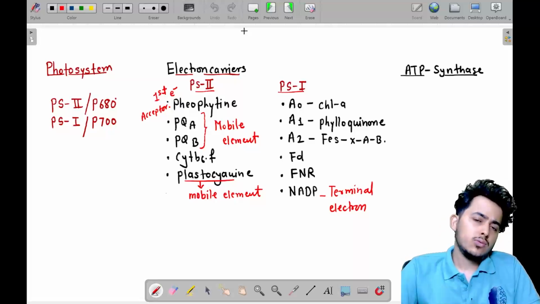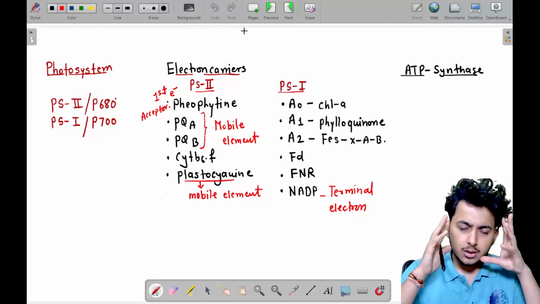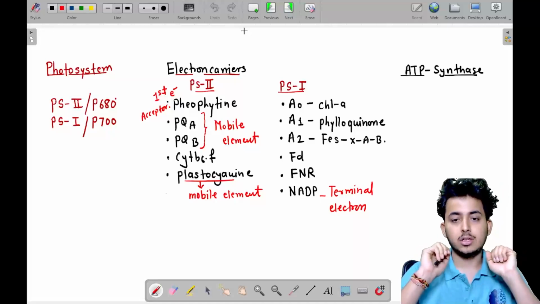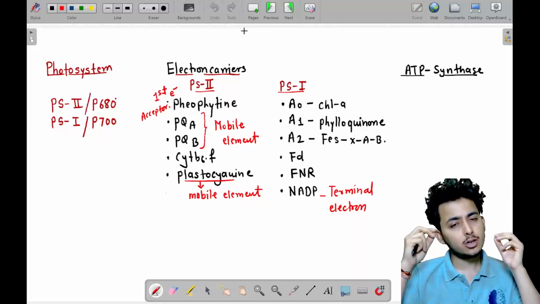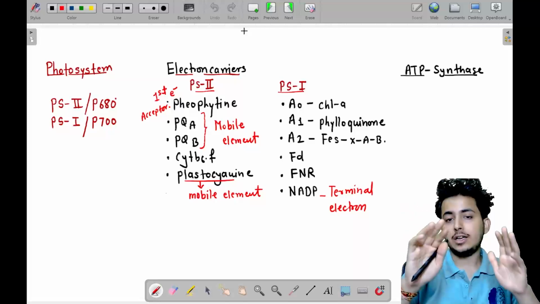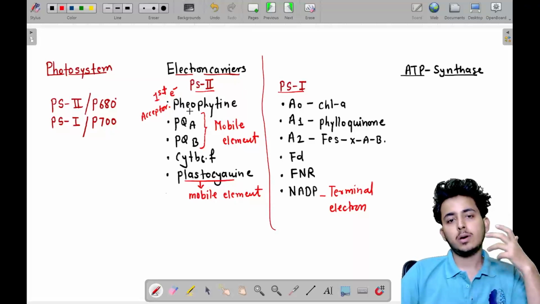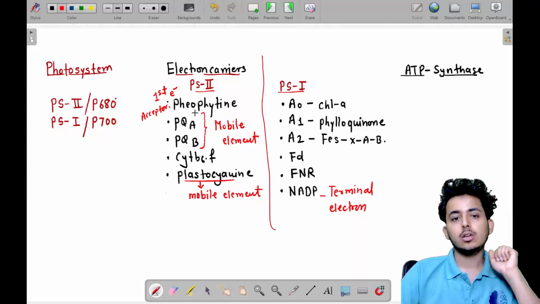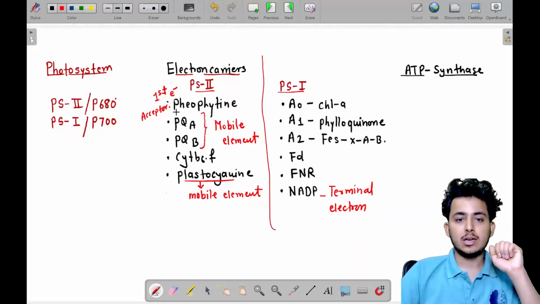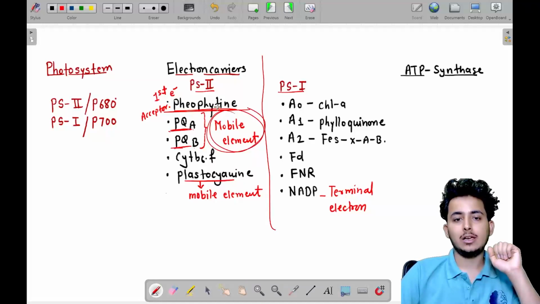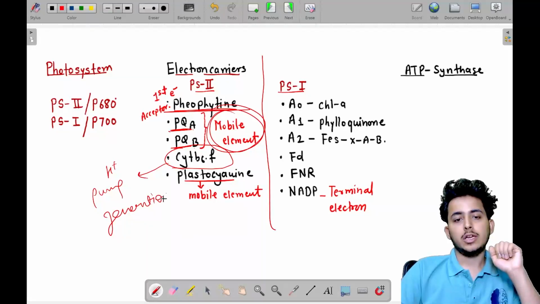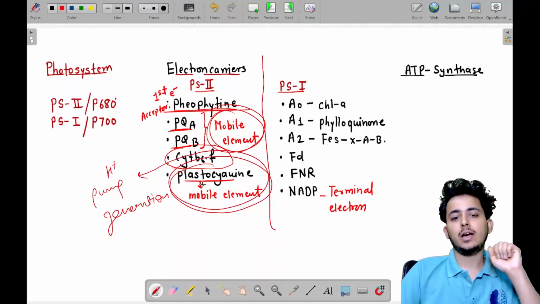Before starting with photophosphorylation, let us understand in detail about the electron carriers. The exam is flooded with questions on electron carriers. Basically, we can divide these carriers into two parts: one for PS2, one for PS1. In PS2, the first electron acceptor is pheophytin. Then you have plastoquinone A and B. These are mobile elements. Then cytochrome b6f, which is responsible for proton pump generation. Then you have plastocyanin, that is again a mobile element.